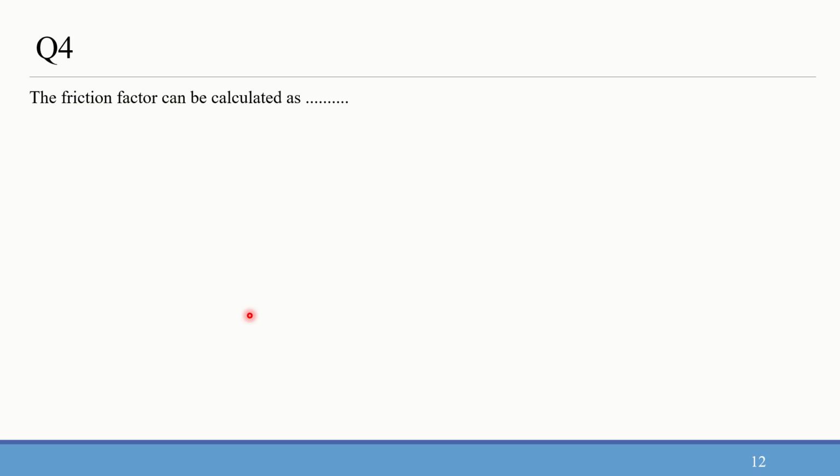So question 4, the friction factor can be calculated as dash. Here we are asked to find the friction factor. Just see how to calculate the friction factor. I would say friction factor is dependent on the Reynolds number. Whatever you calculate will vary with respect to the Reynolds number, and it depends on the regime of flow, whether it is laminar or turbulent.